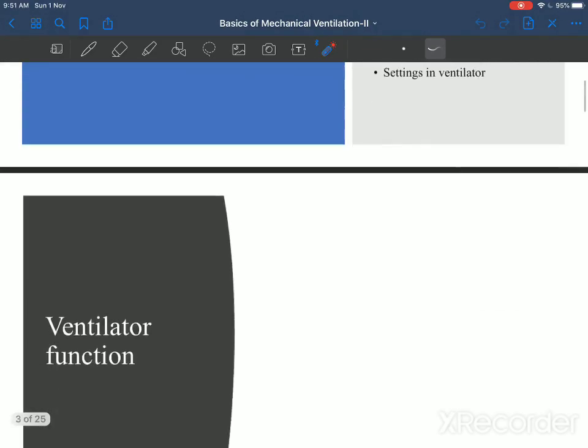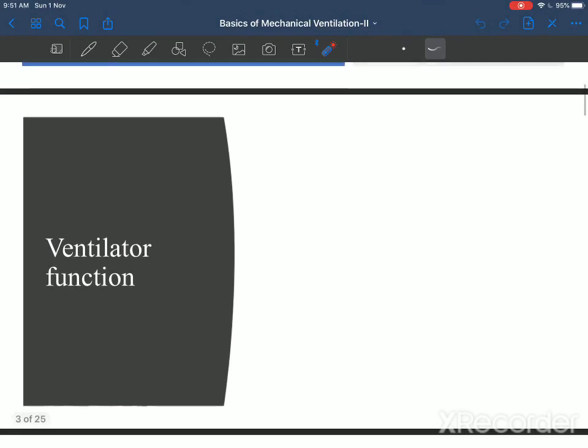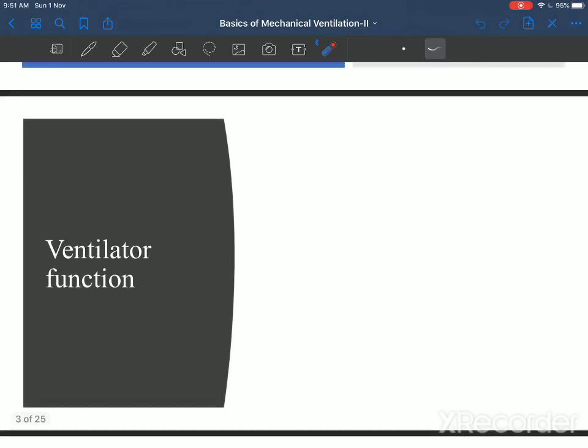All right, so what is the ventilator's function? I don't see any wording in this. Okay, I'll just write it out. So ventilator function is this.